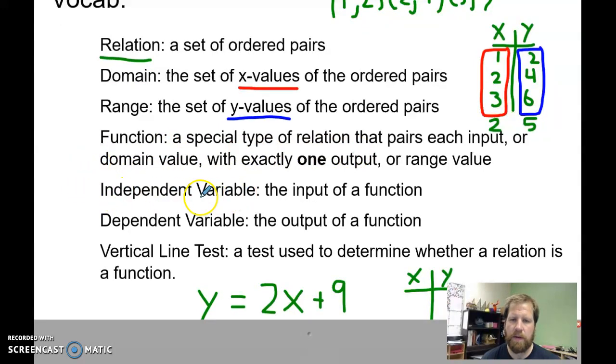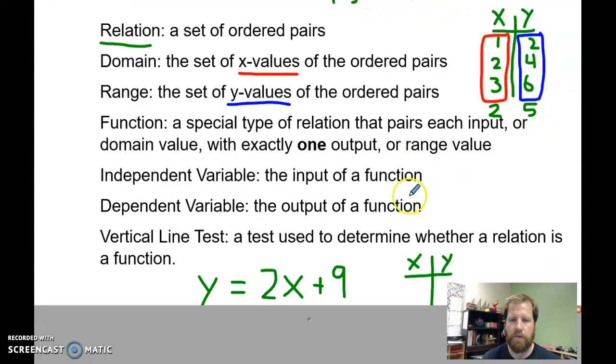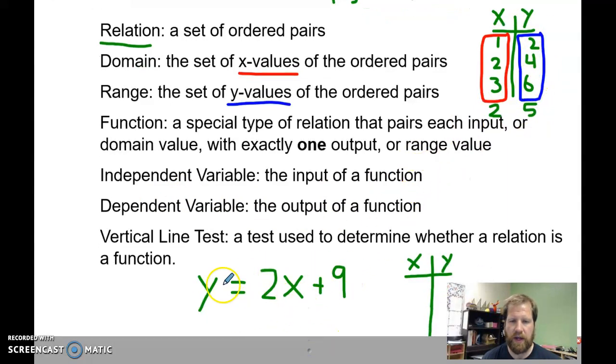Okay, the independent variable is the input of a function. That's usually just your x value. Okay, we almost always use x for the input, but sometimes you could use a different variable. All right, and then the dependent variable is the output. All right, and that's usually y. So if we look at this equation right here, this is a function. This does represent a line on a coordinate plane, and it does represent a relation, a series of ordered pairs.